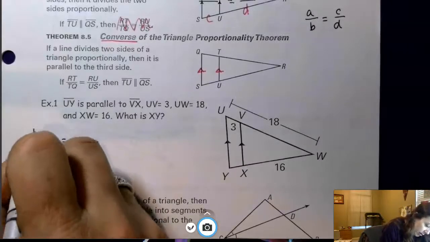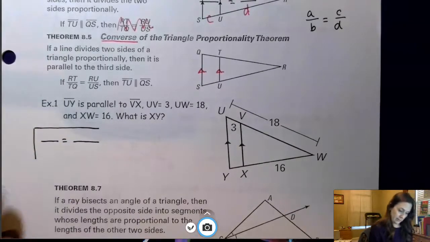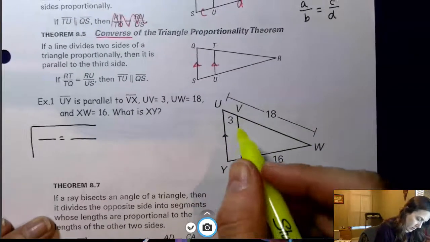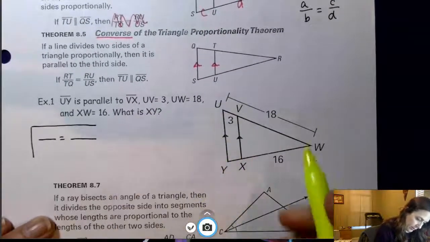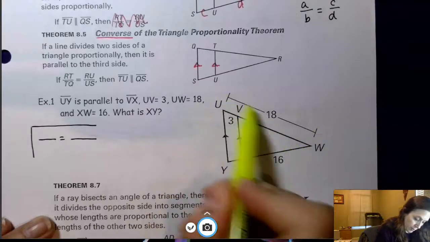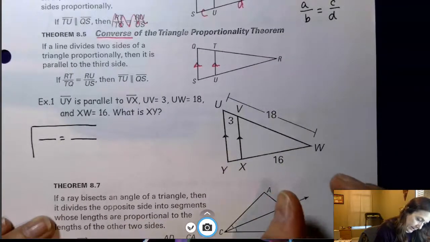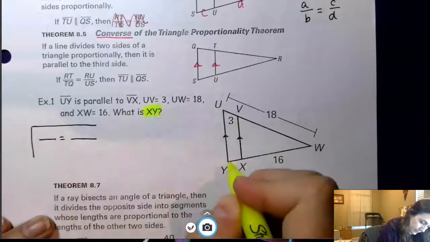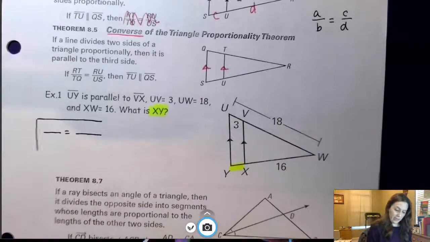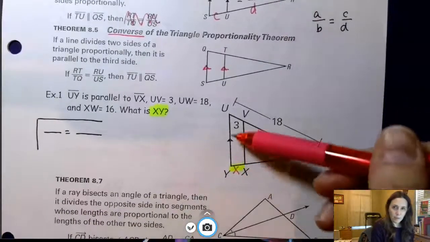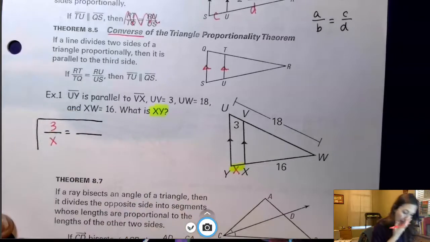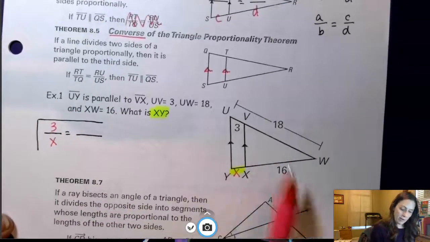I tend to set up a chart around mine to make sure I'm being consistent. UY is parallel to VX. UV is 3 right here. UW is 18. XW is 16. And I'm looking for XY right here. Okay, so that's my variable. I see that it corresponds with this 3, so I'm probably going to put the 3 and the x together like that. Now I have to figure out what else works.